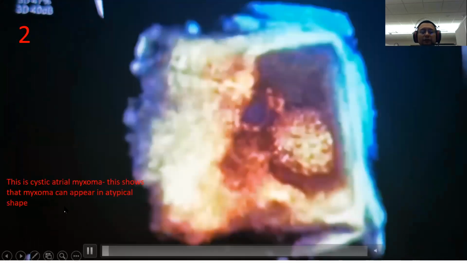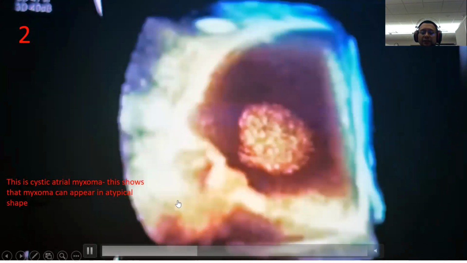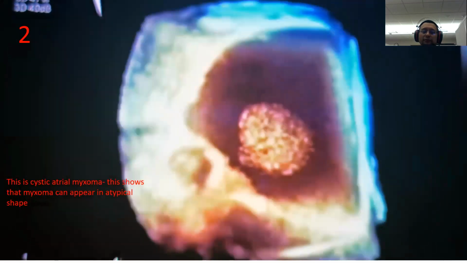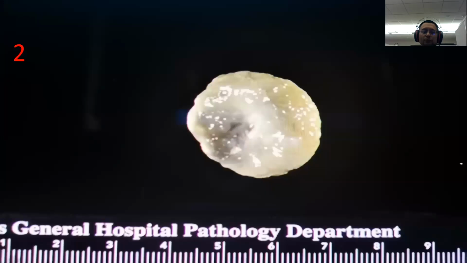So that myxoma can appear atypical in shape, for example a cystic atrial myxoma. Towards our cases, we see a lot of different examples of atypical presentation of a mass. So that's the pathology of cystic atrial myxoma. Wow. Okay, cystic atrial myxoma.